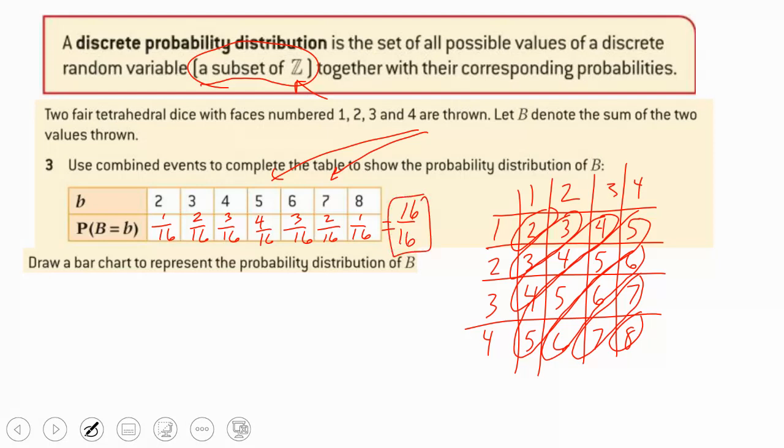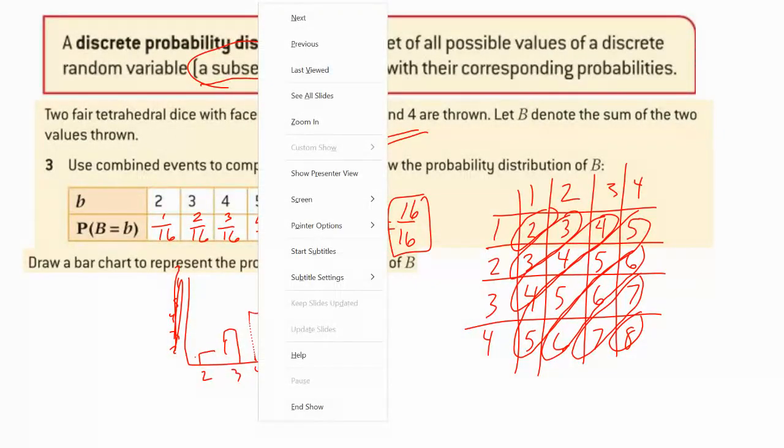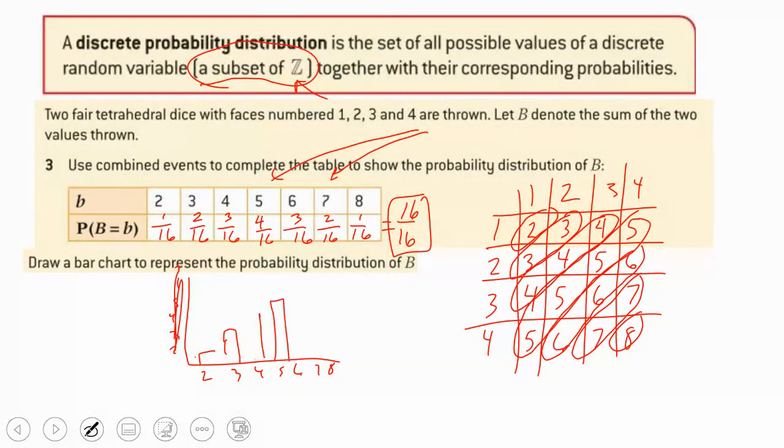So it says draw a bar chart to represent the probability distribution of B. So essentially, if you're doing that, your bar chart would just have your sums 2 through 8 here and how many times they would occur. So you can put 2 through 8 here. So you're going to have your different 1, 2, 3, 4, 5. So you can see a distribution of the different sums, and it's symmetric.